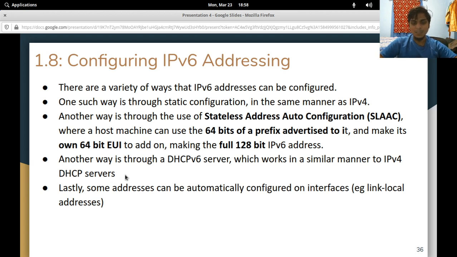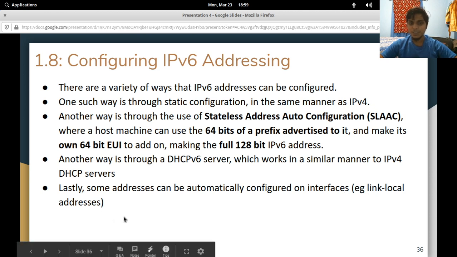It basically says, hey, you want an IP address? Here, look, this one is free. And to the next guy that comes, it says, hey, you want an IP address? Okay, look, this guy took the last one, so you're going to get the next one in the available range. So there are DHCPv6 servers which do very similar things. Lastly, some addresses can be automatically configured on interfaces, for example, link local addresses.